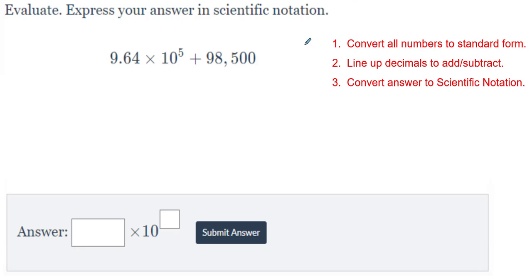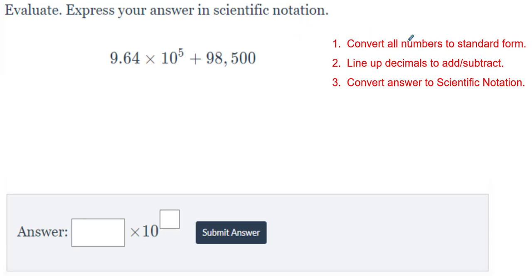Evaluate. Express your answer in scientific notation. So the first question, we're given a number in scientific notation, and we will add that to a number that's in standard form. But then the end result is we have to be in scientific notation. For these types of problems, I'm going to suggest we follow 3 steps.